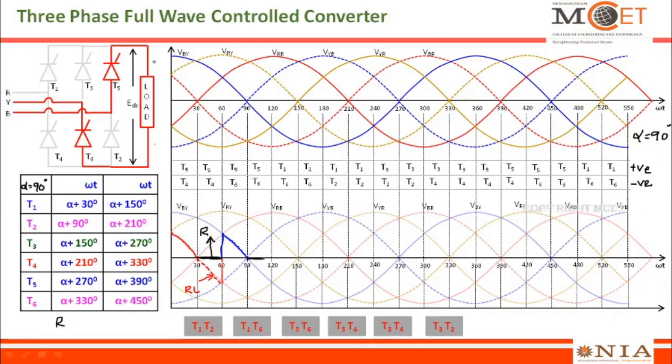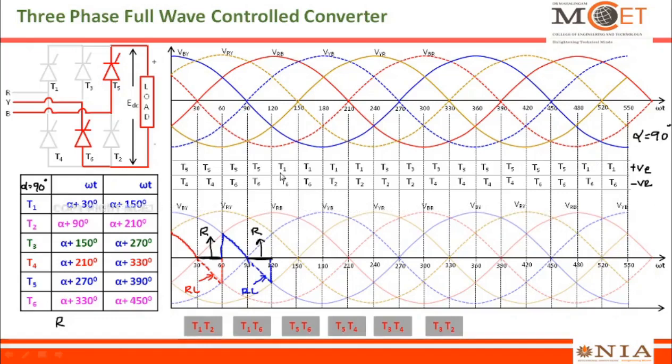So for the next 30 degrees, there will not be any conduction, because since the current has become 0, these two thyristors might have been turned off, and the load reverse voltage will not appear across the load in the case of R load. Whereas if it is an RL load, the load voltage will take a negative direction and this voltage will appear across the load, and this is for RL and this is for R load.